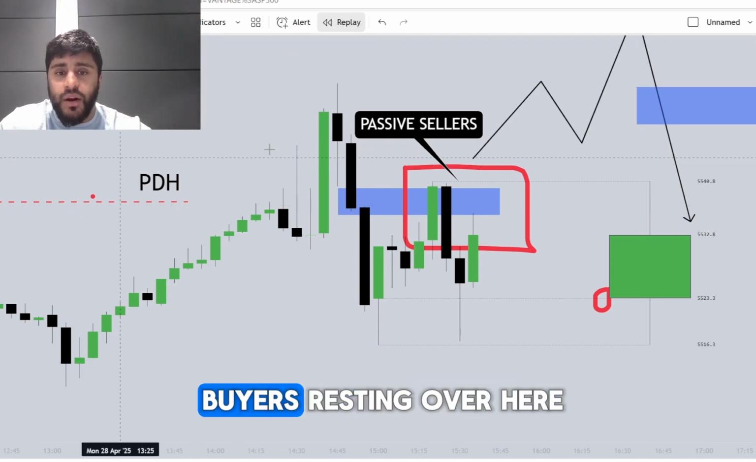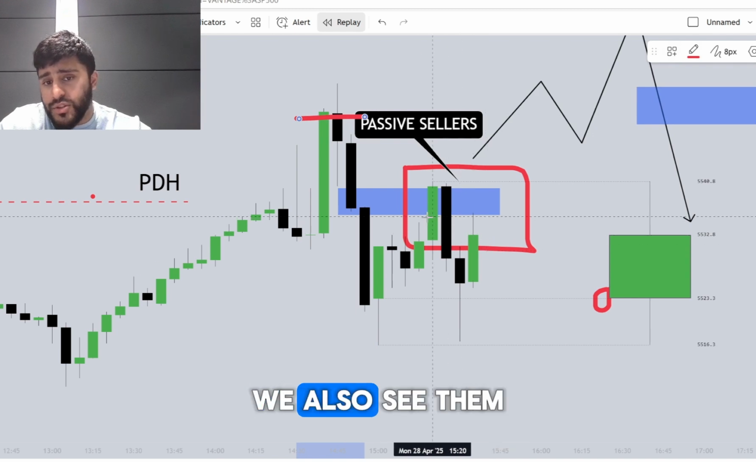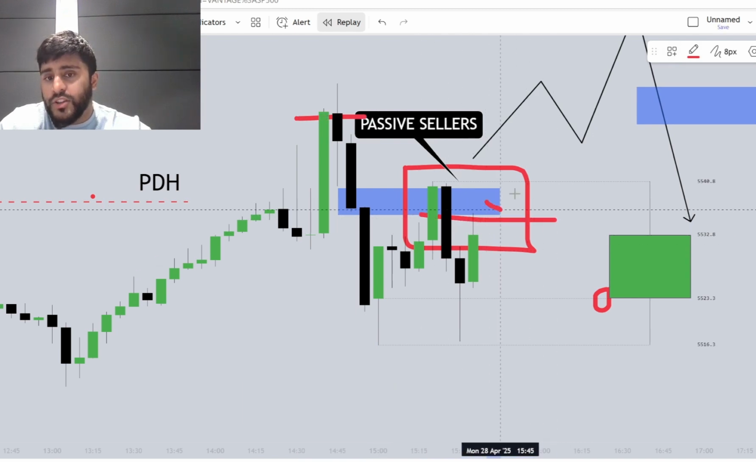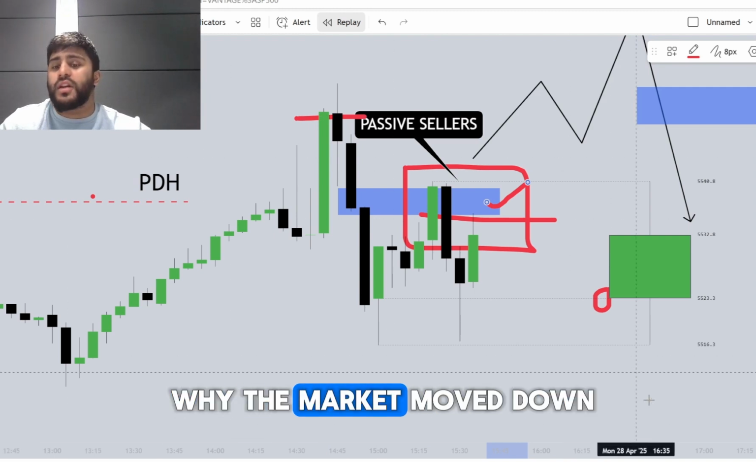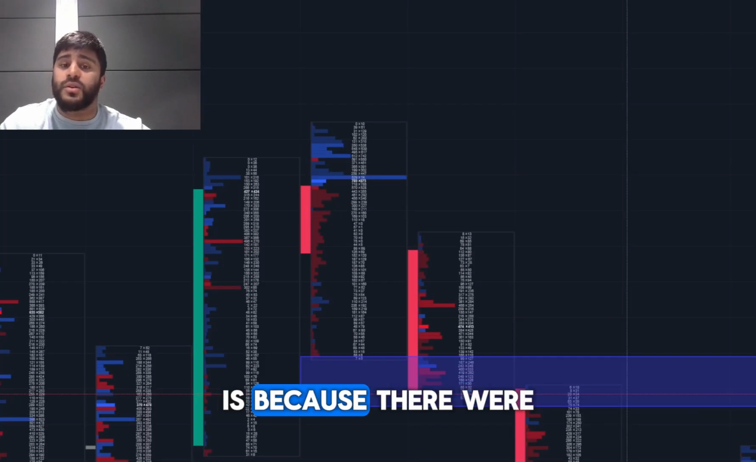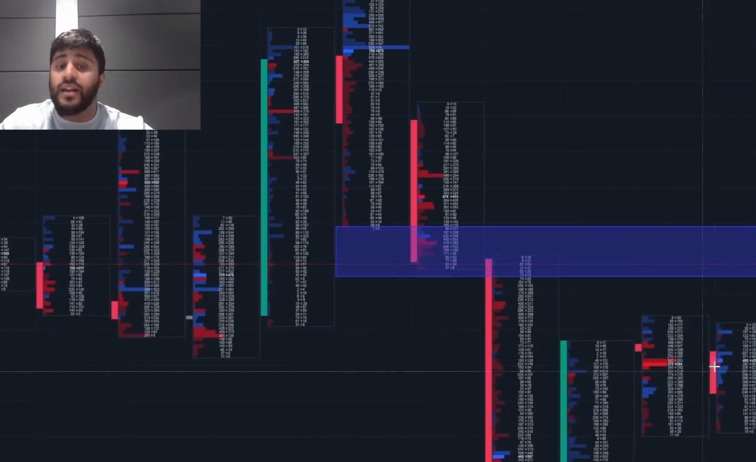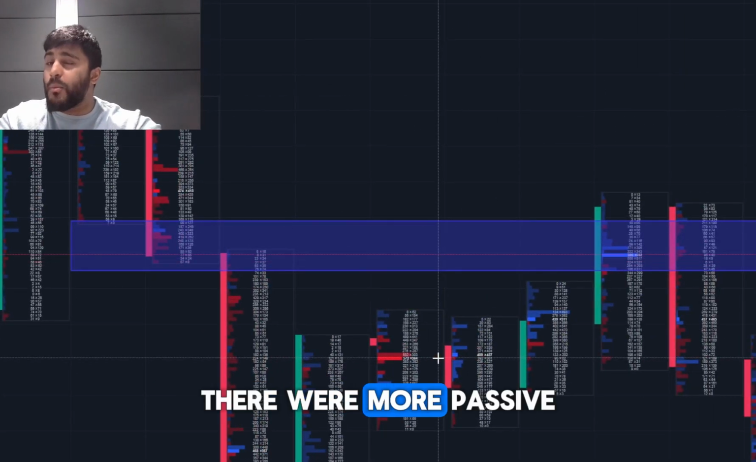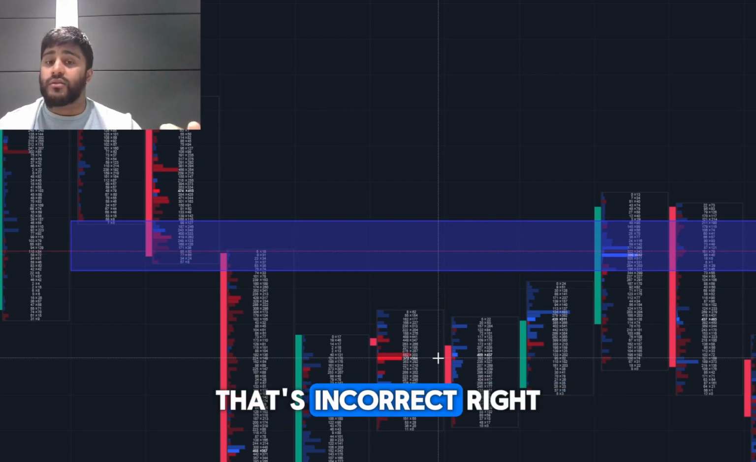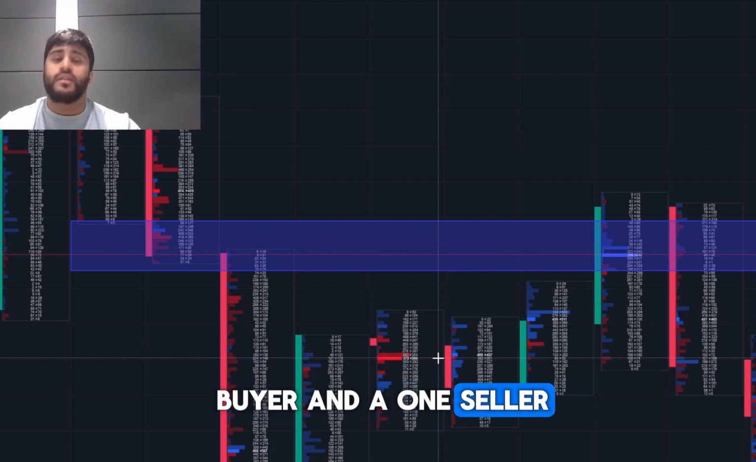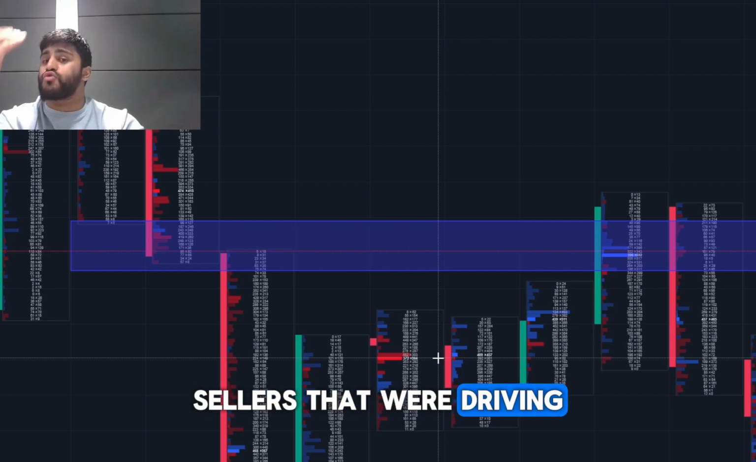Now, we see passive buyers resting over here in this region. We also see them resting at this fair value gap. So the reason this fair value gap is valid is because we know why the market moved down. And the reason the market moved down is because there were more passive sellers than aggressive buyers. Let me repeat that. There were more passive sellers than aggressive buyers. There were not more buyers than sellers. That's incorrect, right? There's always one buyer and one seller. There were more passive sellers that were driving price down.